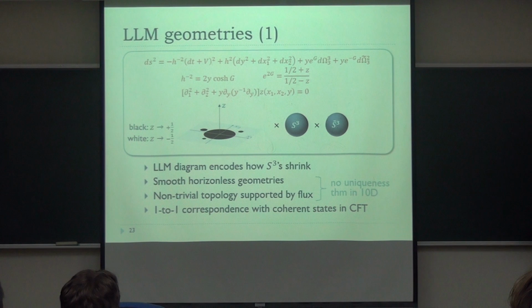So you have this three-dimensional space, and over this three-dimensional space, you have three spheres. So you have S3 and S3 tilde, and the size of the S3s changes as you move on the three-dimensional space, parameterized by x1, x2, and y. Sorry for the c. And the full metric is like this.